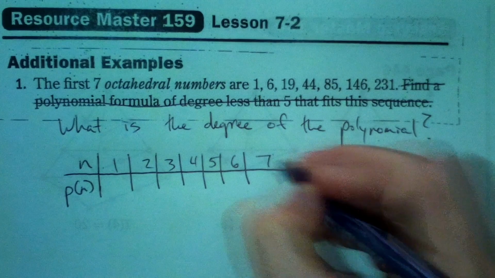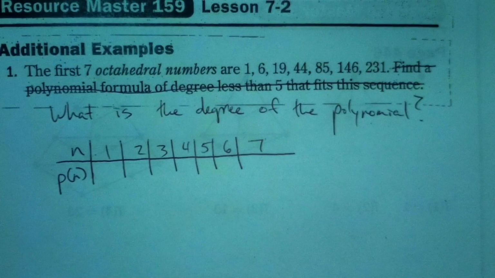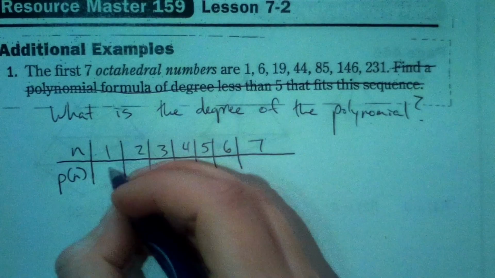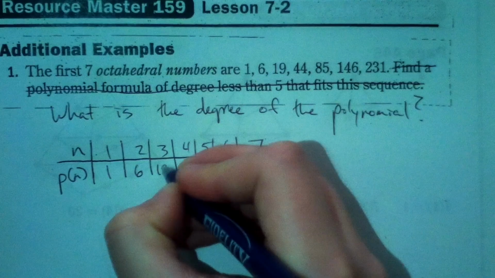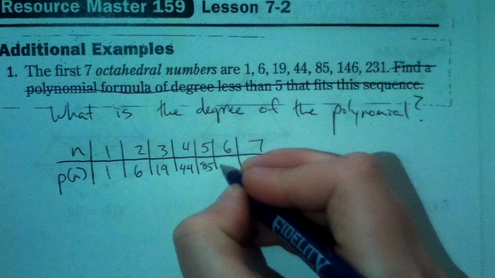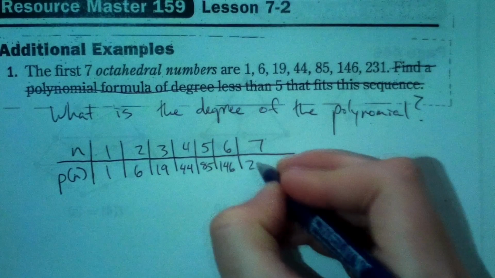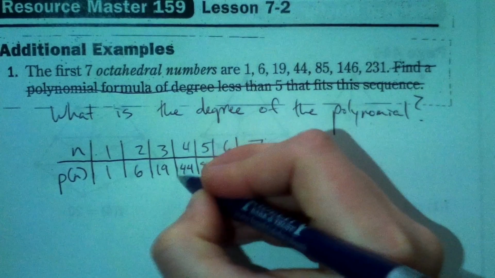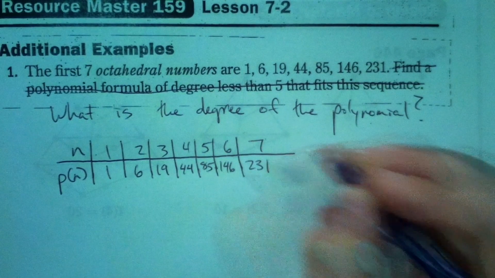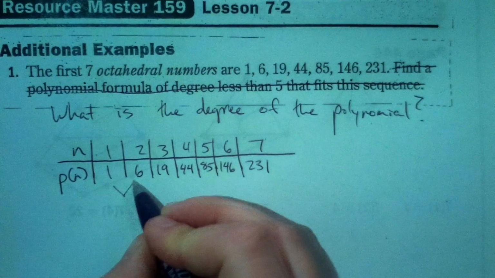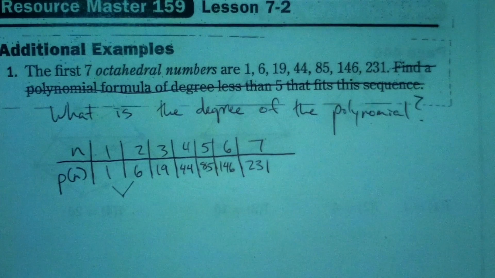So here, if I did 6 minus 1, I get 5. If I do 19 minus 6, I get 13. 44 minus 19, I've got 25 on my sheet. 85 minus 44, I got 41. 146 minus 85, I got 61. And then for the last one there, 231 minus 146, I got 85. And again, you're just subtracting those values. So then obviously looking at those numbers, they're not the same number, right? So then we just have to do this again until we get a row of all the same numbers.